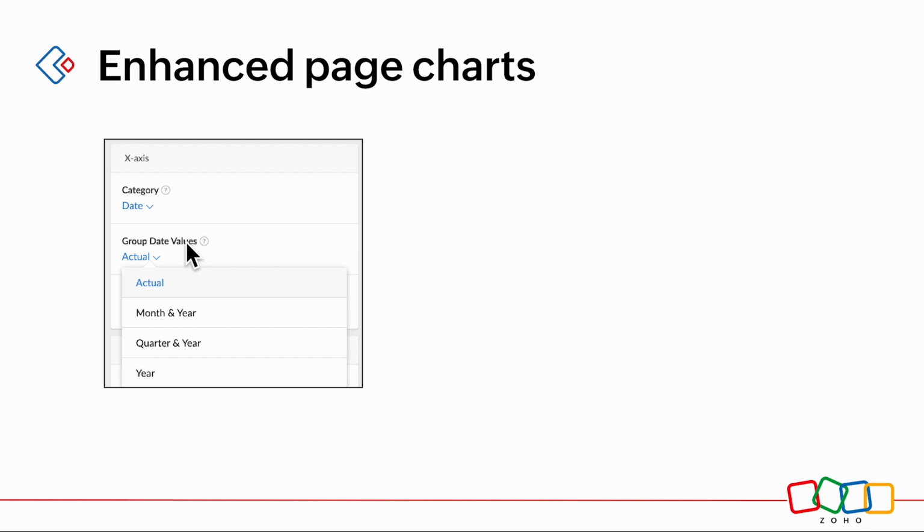Before that, I'll show you how you can group the date value. Earlier, it was done only on a daily level. Now the user can choose between month and year, quarterly and year, and year.